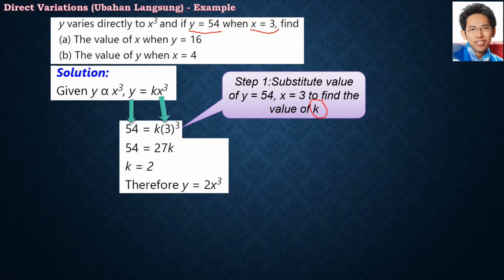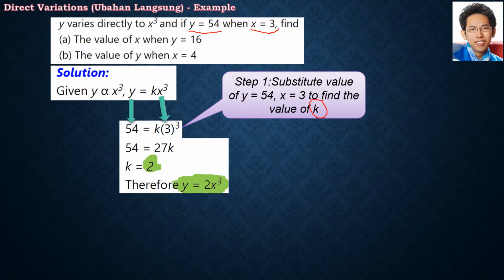Okay, so therefore we have the equations. Okay, this is our equation: y equals 2x³. Now we don't have any more value of k inside the equation, because we have substituted k to become the number 2. Okay, this is the function of the first part of our question.